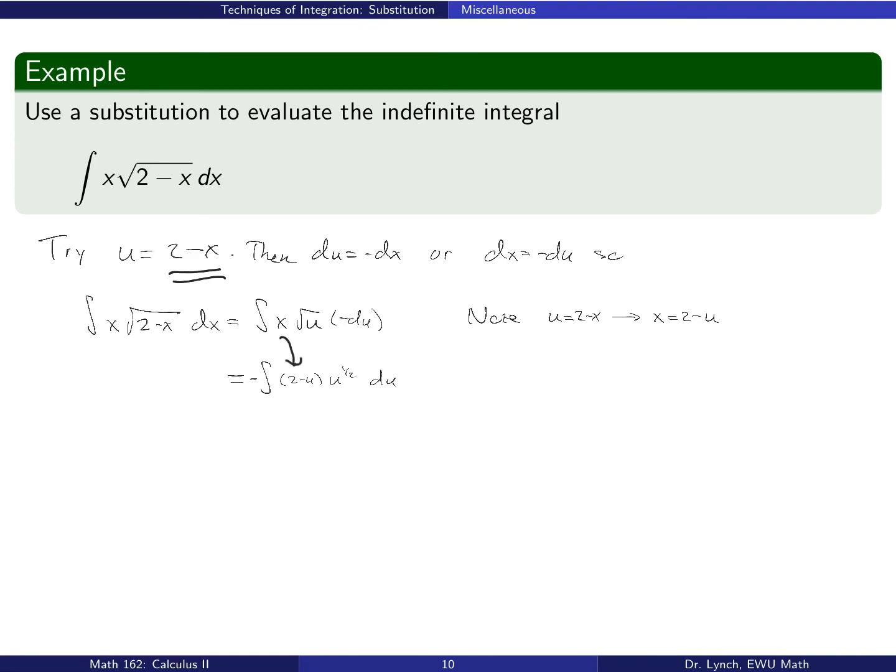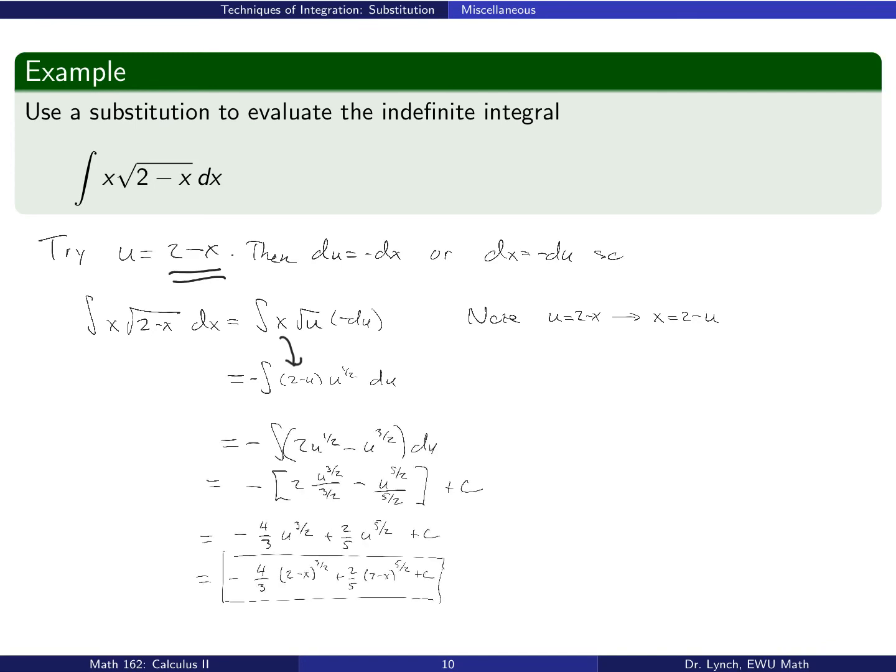I've done a couple other things here: expressed the square root of u as u to the 1/2 and then pulled the minus sign out front of the indefinite integral. And once you do that, it's pretty quick to manipulate the integrand, evaluate using the power rule for antiderivatives, and then just rewrite the antiderivative in terms of x world, the original variable.